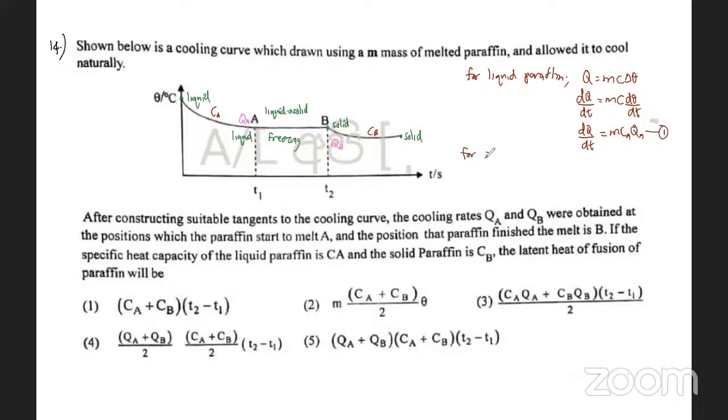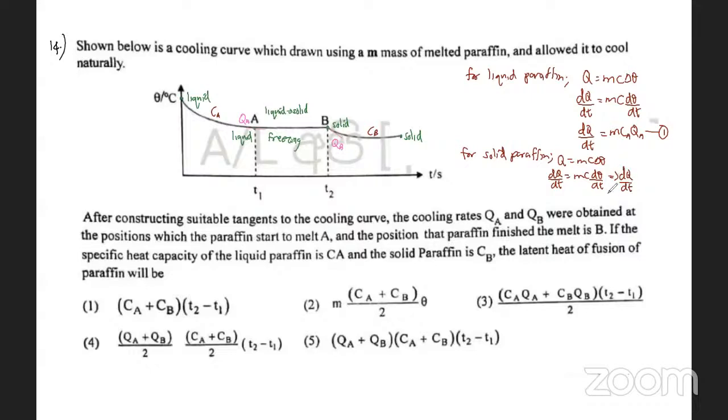And for solid paraffin, let's write another one. Look at the answers, you have QA, QB and all, but are they in the answer? For solid paraffin, you write the equation Q equals MC delta T, that's a common equation. We have to introduce rates, so we divide this by time, and again MC d theta by dt. dQ by dt is the same, because the rate of cooling will remain the same.